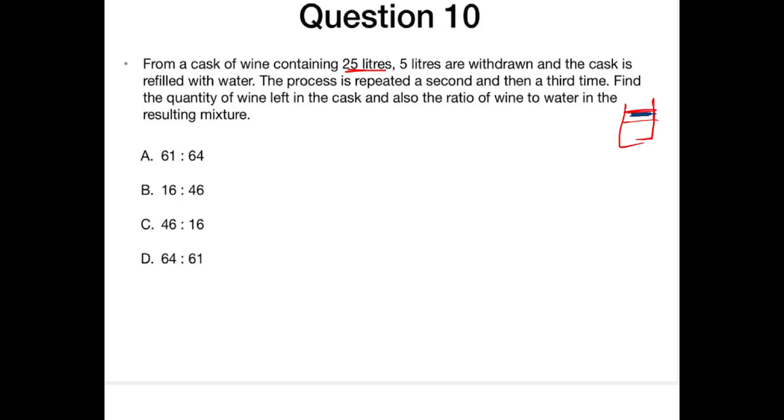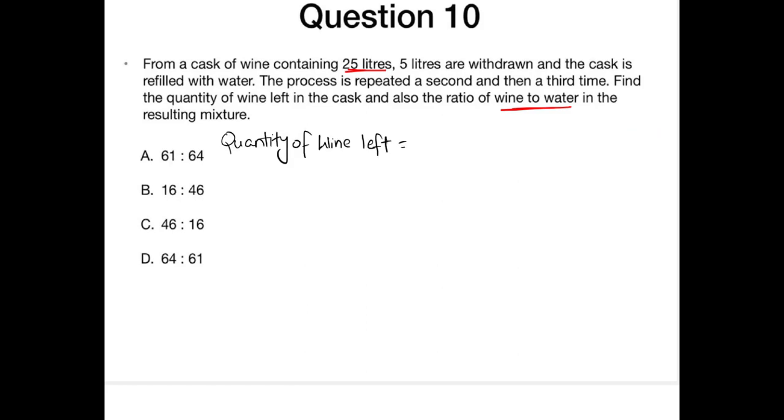What happens exactly here is they take out some and refill with water. The process repeats a second and a third time. Find the quantity of wine left in the cask and also find the ratio of wine to water in the resulting mixture. It will be a little bit tricky, so just listen carefully, it will be helpful.